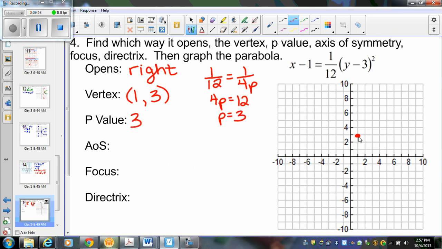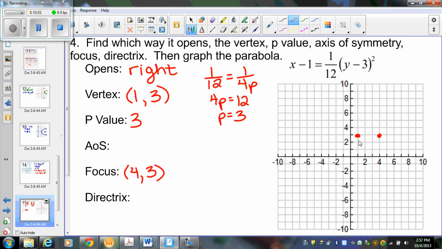So now I'm going to go back to my graph, and from my vertex, I'm going to go 3 units in the x direction. So 1, 2, 3. That's my focus point. I'm going to go ahead and go down here and write the coordinates for that point, (4, 3).